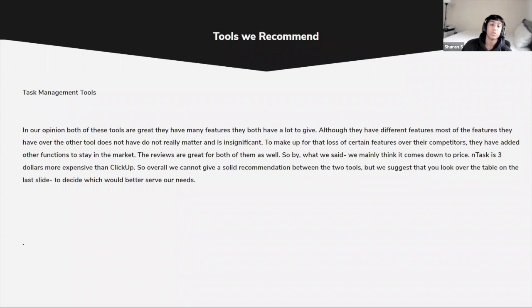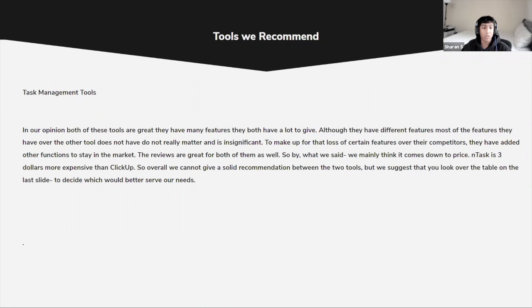All right, so for the tool recommendation for task management, in our opinion, both of these tools are great because they have many features. Although they have different features, most of the features they have over the other tool do not really matter that much and are insignificant. To make up for the loss of certain features over other competitors, they have added other functions to stay in the market. The reviews are great for both of them as well.